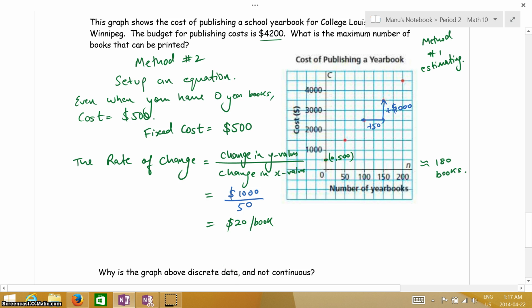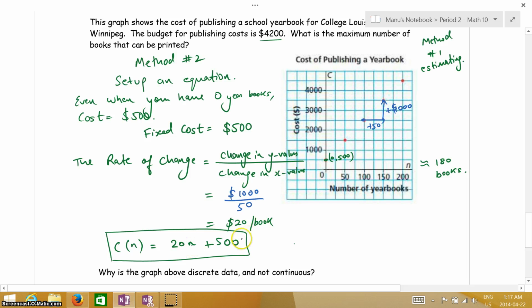So now how can we take this information and convert it into an equation? Well, we're going to say the cost of any number of yearbooks n, C of n, is going to equal the fixed cost, our fixed amount. You pay $500 regardless of how many books you buy. Plus, on top of that, you end up paying $20 per book. So, 20 times n plus 500. This ends up being your equation for that function. And we can check that.